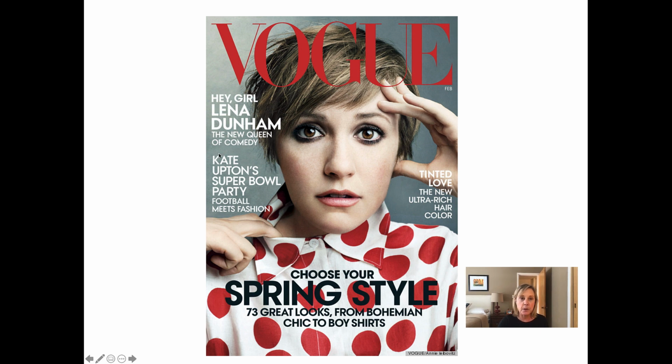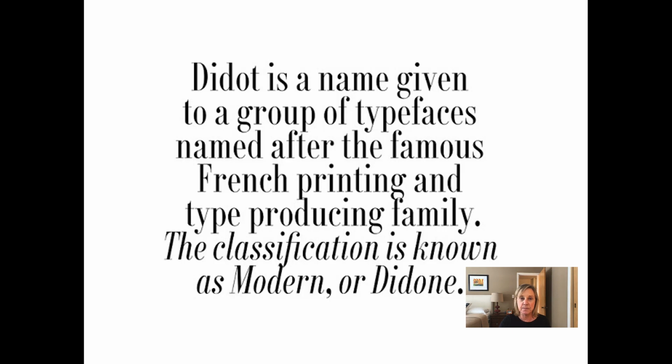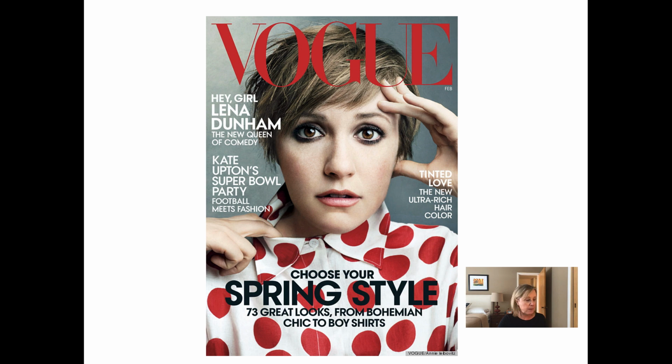This, if you're being alert, is a sans serif. Oh, and I have a date right here in my notes if I would reference them. Vogue has used a modified version of Didot as its logo since 1947.